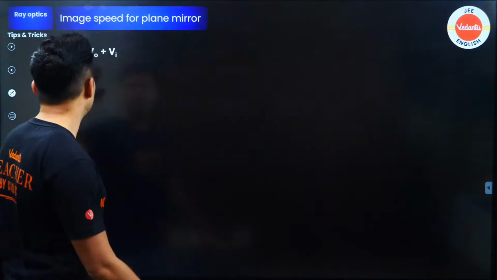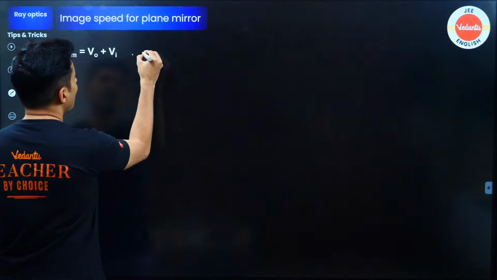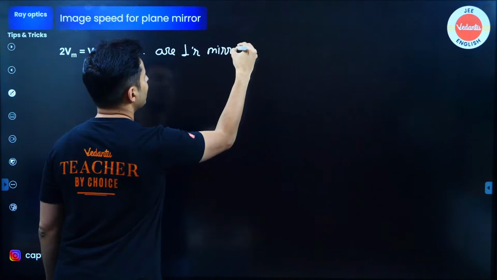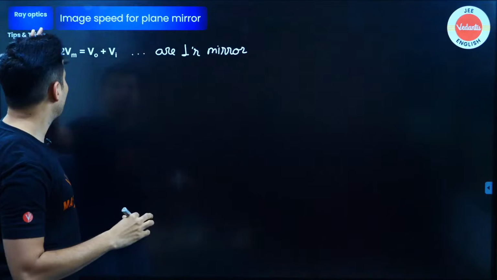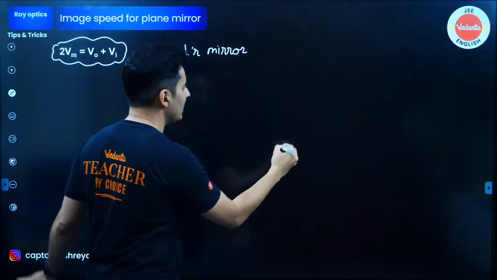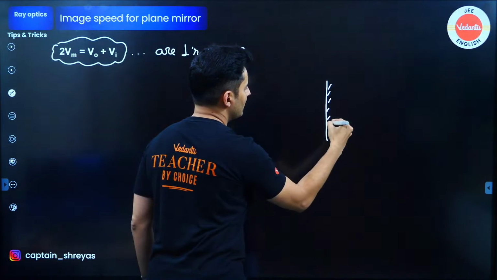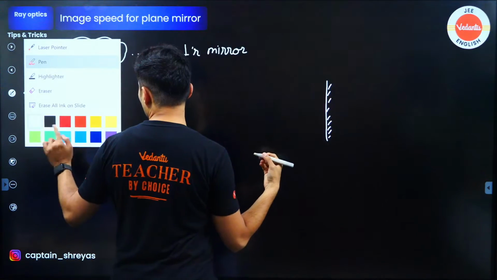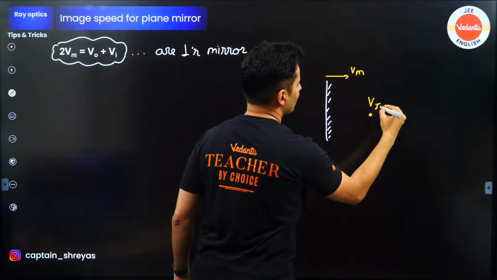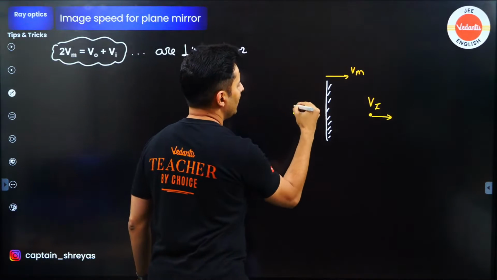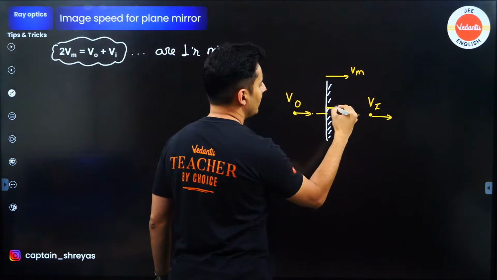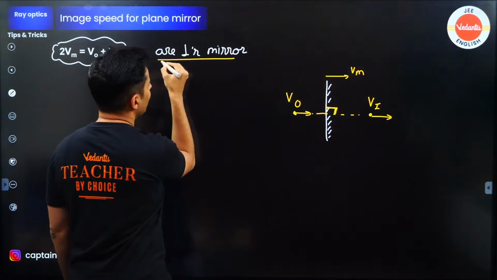But please keep this in mind, these velocities are perpendicular to the mirror. So this formula, you will use it only in the direction which is perpendicular to the mirror, meaning if this is the mirror, the mirror could have some velocity Vm, the image might have some velocity Vi, the object might have some velocity Vo. So these velocities are all perpendicular to the mirror.